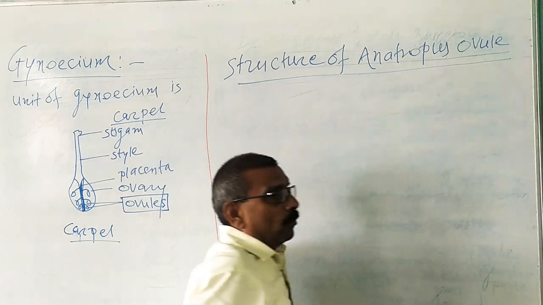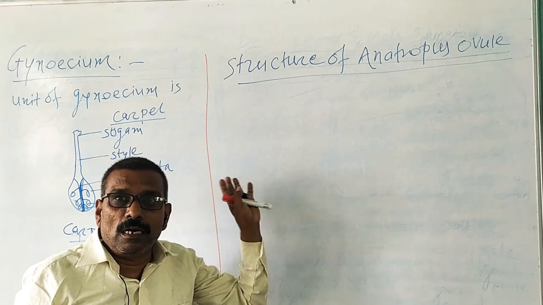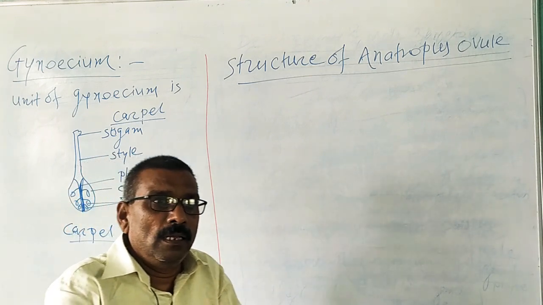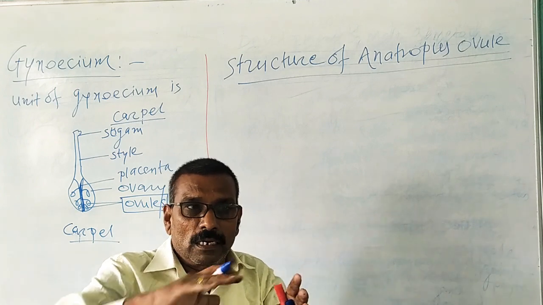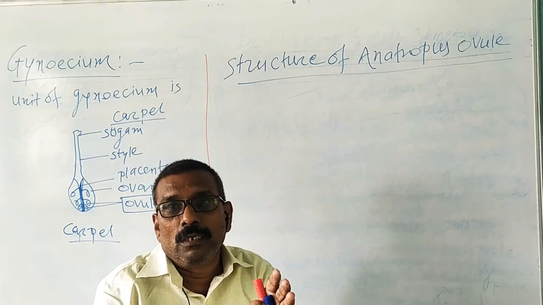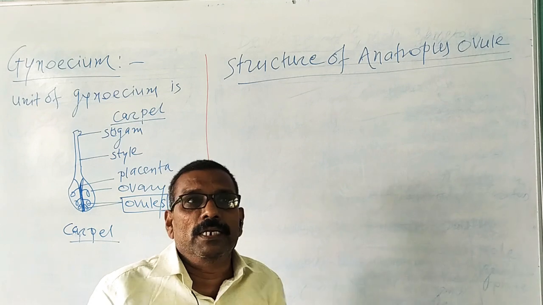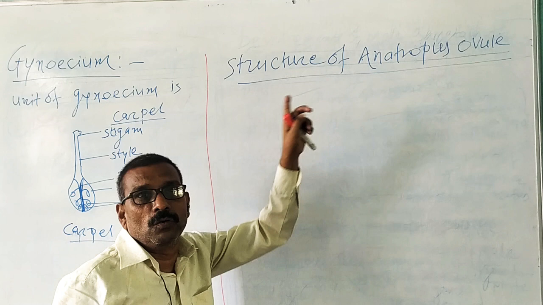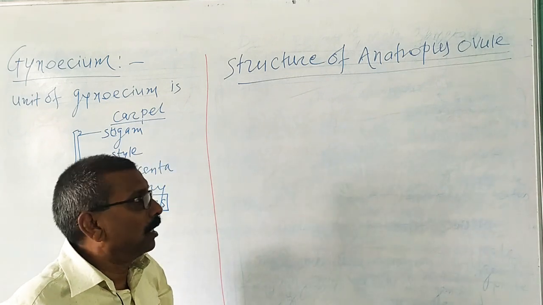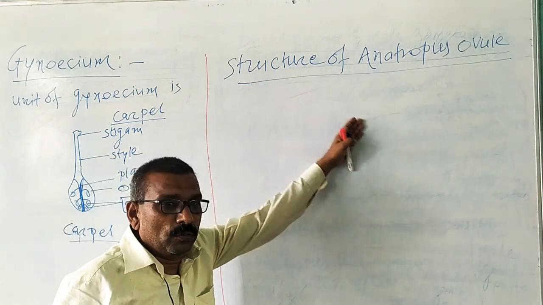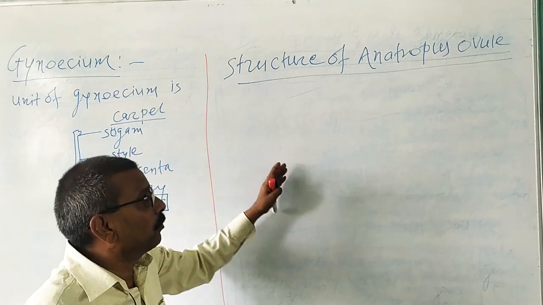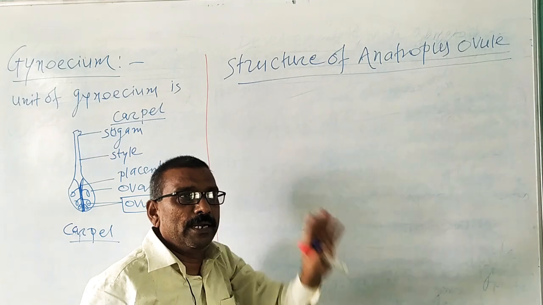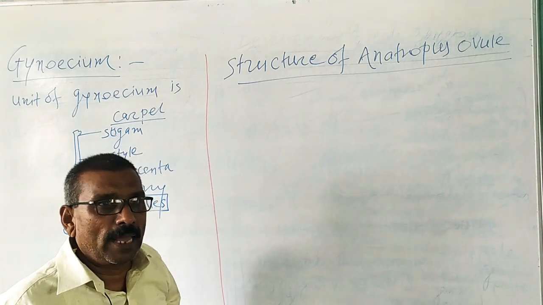Structure of the anatropous ovule. Now, why is this ovule known as an anatropous ovule? In this ovule, the micropyle and the stalk of the ovule, that is the funicle, come close to each other due to the inverted nature of the ovule. Hence this ovule is known as an anatropous ovule, or inverted ovule. Now we are going to study the detailed structure of the inverted ovule, or anatropous ovule, or angiospermic ovule. Then you will get an idea why this ovule is known as an anatropous ovule.